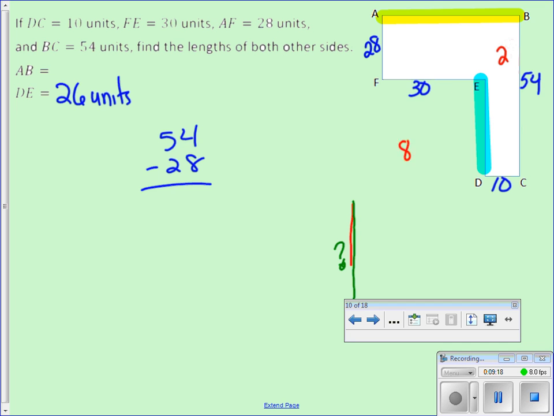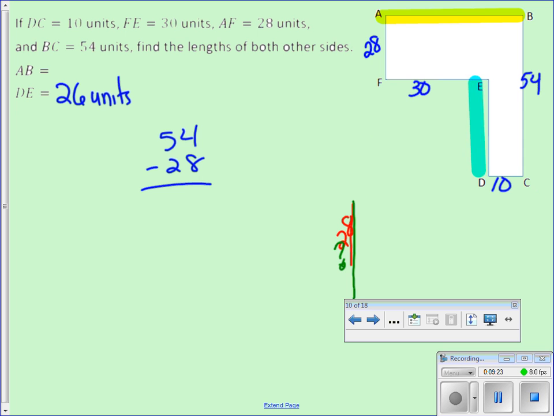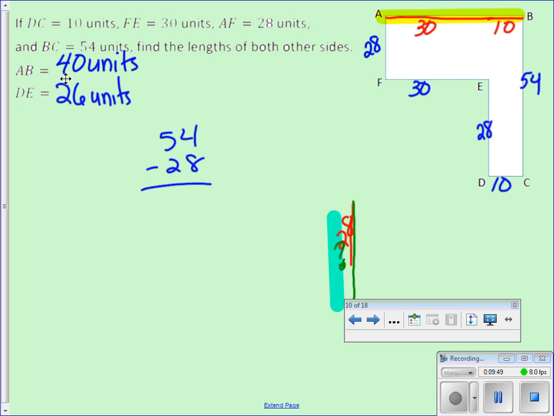So we're done with that. That's 28. So now our top piece, if this is 30, and that's 10, those are parallel, they're equal, so the total is 40 units. This is going to help us when we have to deconstruct irregular polygons to find the area. So are there any questions on what we just did?